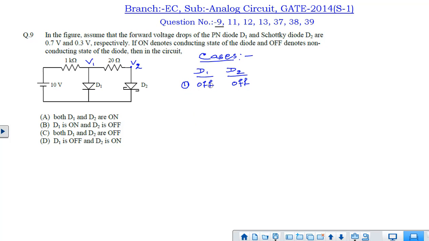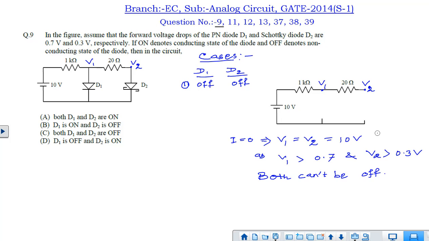So first, take the case when both are off. Let the potential at this point be V1 and at this point be V2. When both are off, if we redraw the circuit for this case, it will look like this, because both are off, so no current is flowing through diode D1 as well as the Schottky diode D2. Hence, we can infer that the V1 and V2 voltage is the same as the supply voltage, that is 10 volt, because no current is flowing through the circuit as there is no closing of the circuit.